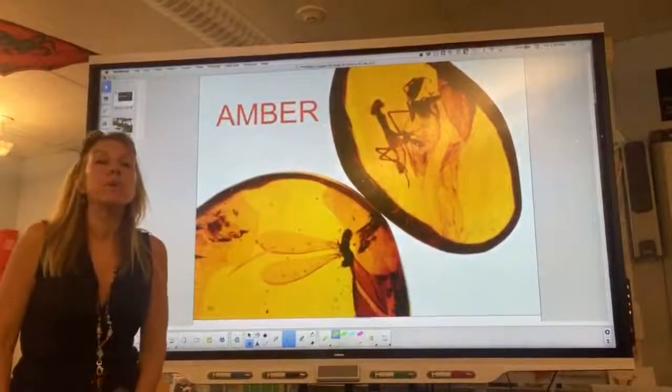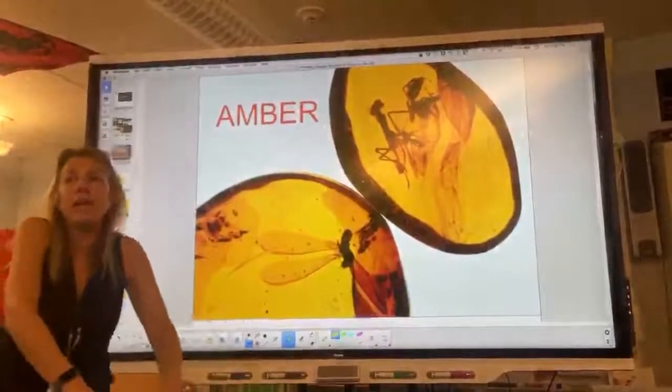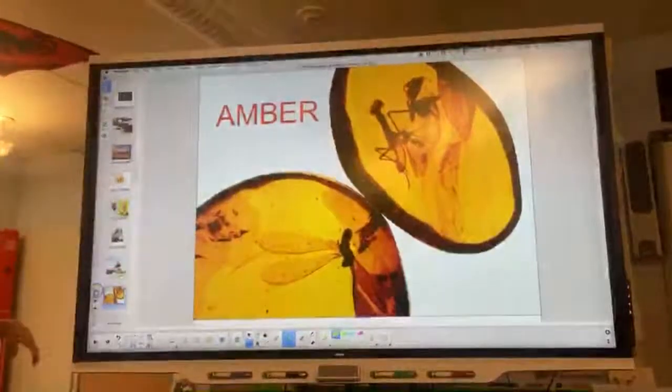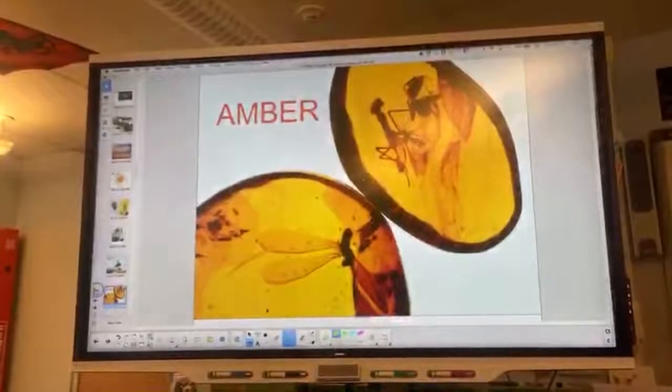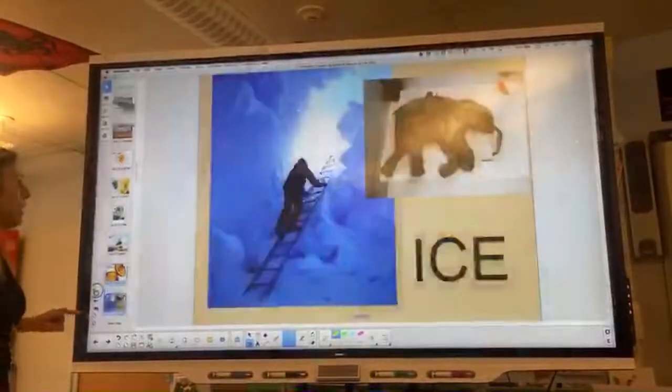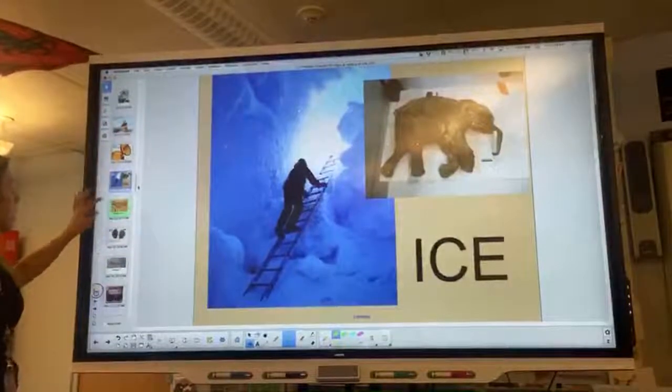Would you find a woolly mammoth in amber? No, he's not going to be stuck to a tree. I can't move, you know, and then sap gets on him, right? So you're not ever going to find a woolly mammoth in amber. Only very, very small things, okay? And go again. Could you find him in ice? Yes. Okay.